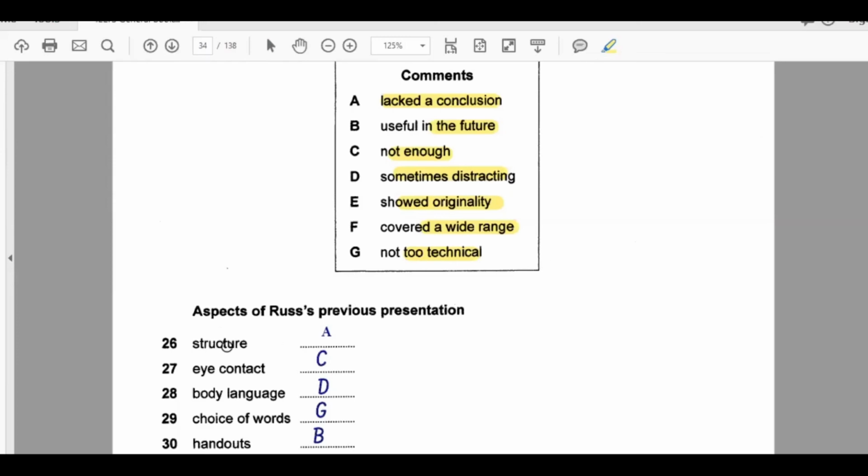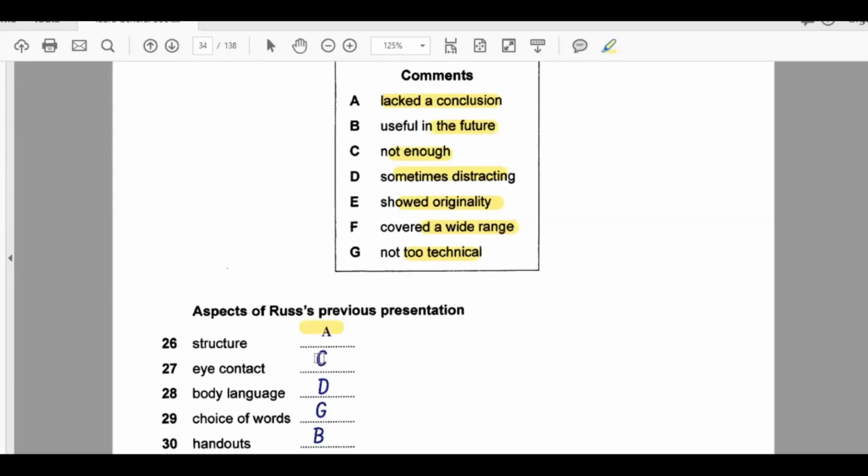For the structure, the tutor mentions that it ended rather abruptly without rounding it off. Not rounding off something, ending abruptly, means that there is no appropriate ending, which in other words means that the conclusion wasn't appropriate, so the answer is A.